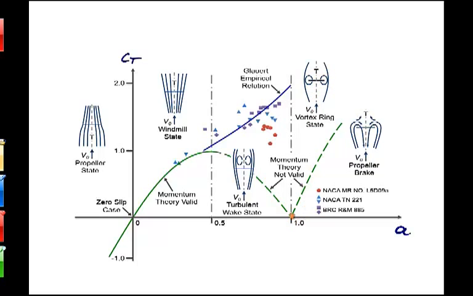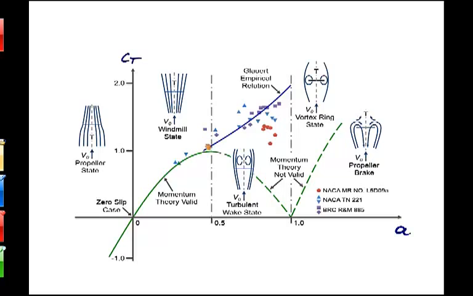If the axial induction factor is yet further increased, the vortex ring state turns into the propeller brake state. Everything here is highly non-linear and absolutely not something that momentum theory can help us with. So what do we do if we get into the turbulent wake state?